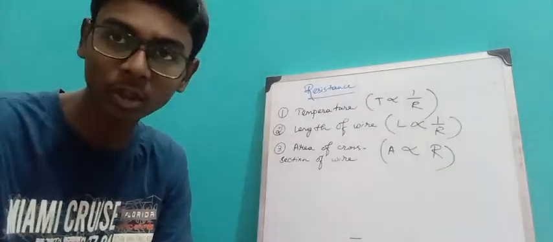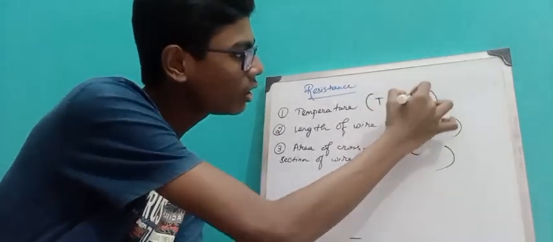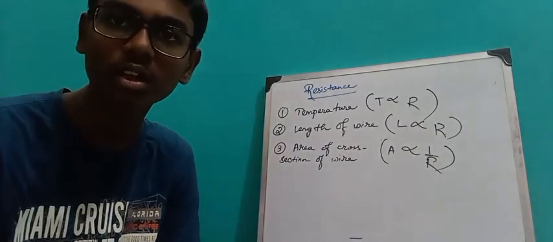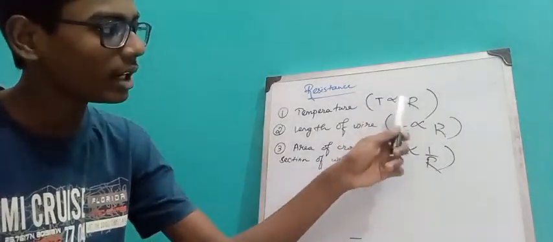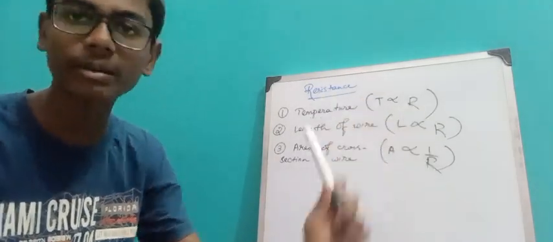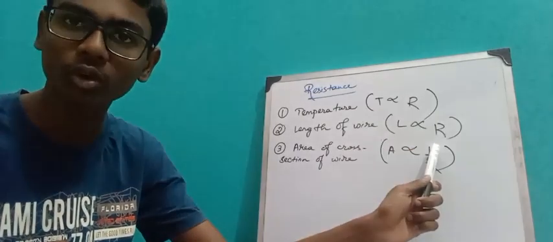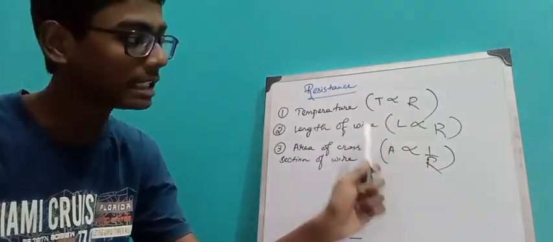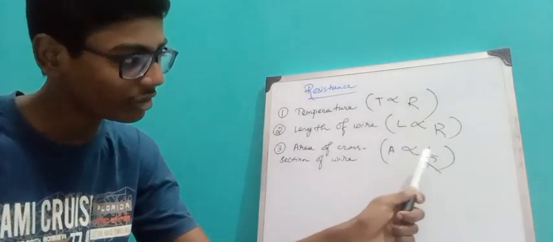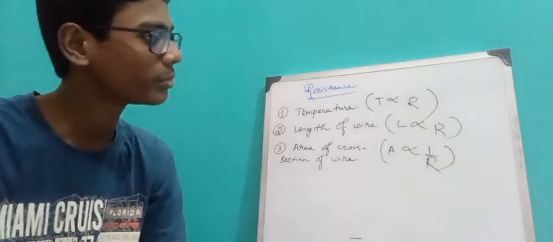I told you one thing wrong. They are directly proportional, not inversely. These two are directly proportional: if temperature is higher, resistance will be higher, and if length of wire is more, resistance will be more. This one is inversely proportional: area is inversely proportional to resistance.